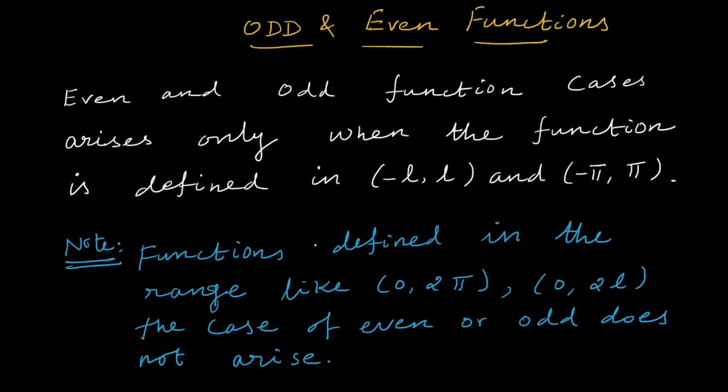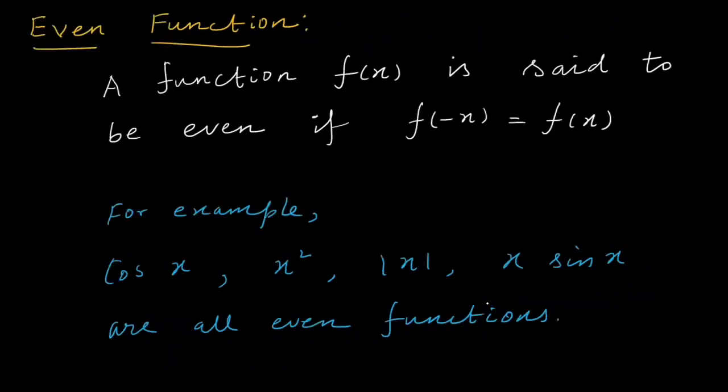Let me explain what is the meaning of odd and even function to you now. Even and odd function cases arise only when the function is defined under minus l to l or minus pi to pi. In this video, we have to discuss only pi form. So I will explain what formula we are going to use and how to deal with the problems under minus pi to pi in detail. For functions defined in a range like 0 to 2 pi and 0 to 2l, the case of odd and even doesn't arise, only for intervals of type minus pi to pi.